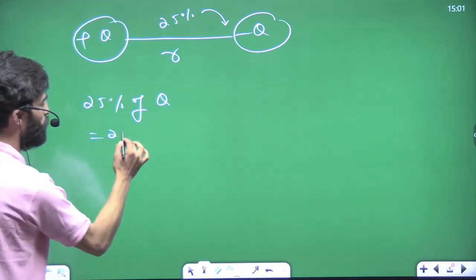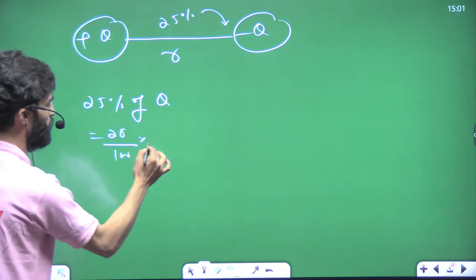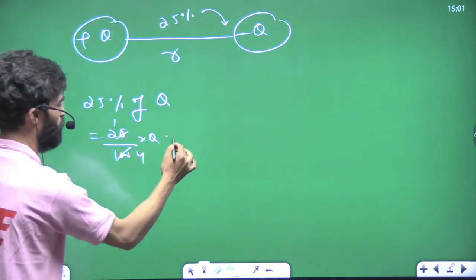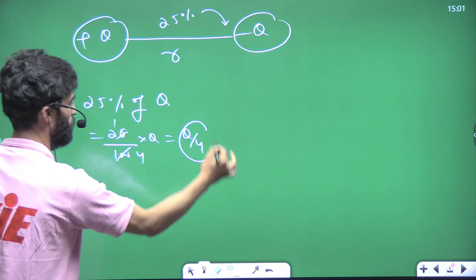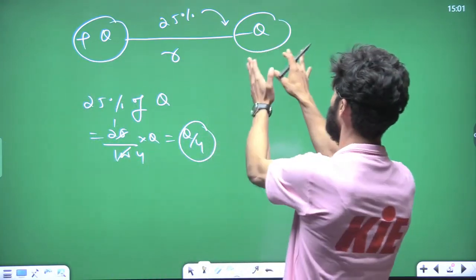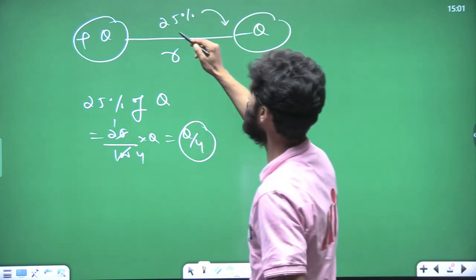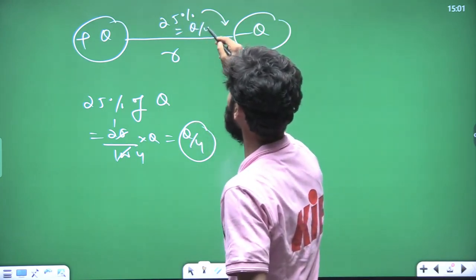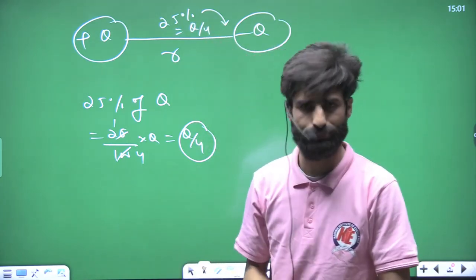See, my dear student, so first, 25% means 25% of q. It is going to be 25 divided by 100 times q. That's 25 ones are 25, 25 fours are 100. That's q by 4. So it is giving q by 4 to the minus q. So 25% means that it is giving q by 4 to minus q.